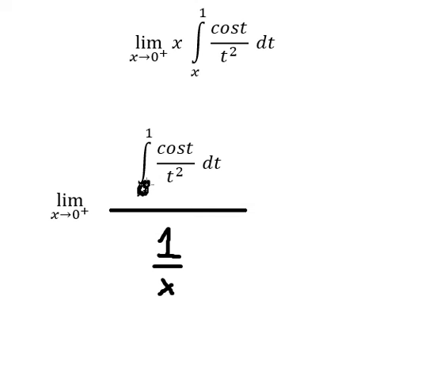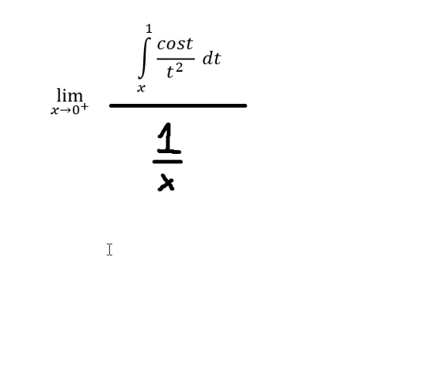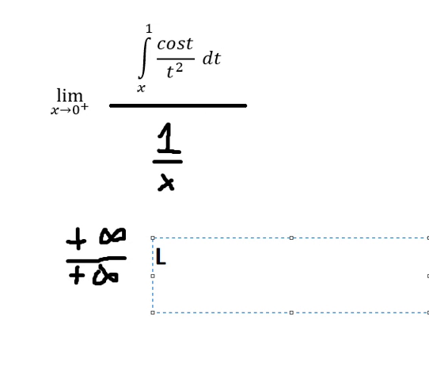If we put number 0 in here, because cosine t over t squared, and we know that when t goes to number 0 on the right, this one will go to positive infinity, and this one, if we put number 0 in here, this one will go to positive infinity. So that means we have positive infinity over positive infinity. So that is about, we can use L'Hospital.